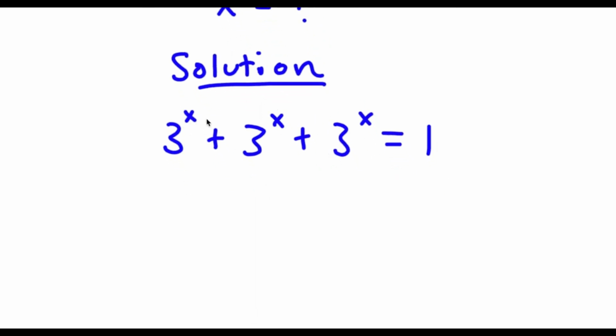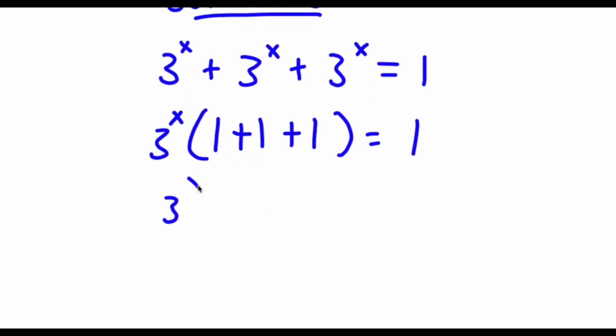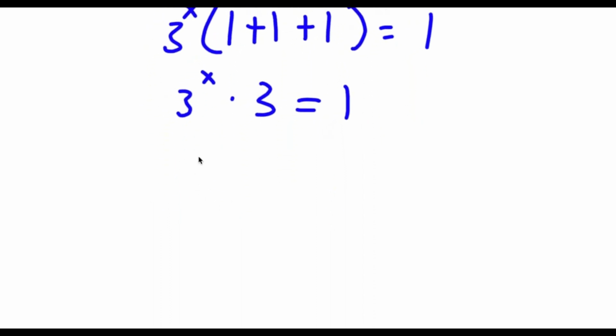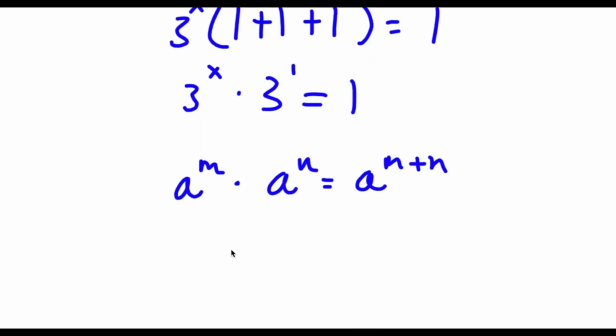Now the first thing I'm going to do is, for my left-hand side, I'm going to factor out 3 to the power of x. So now I have 3 to the power of x times 1 plus 1 plus 1 is equal to 1. Now if I simplify what's in the parentheses, I get 3 to the power of x times 3 is equal to 1. Now, if I have something in the form a to the power of m times a to the power of n, this is equal to a to the power of m plus n. So we can think of 3 as 3 to the power of 1. So 3 to the power of x times 3 to the power of 1 is going to equal 3 to the power of x plus 1, which is equal to 1.